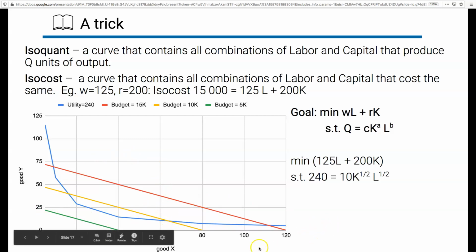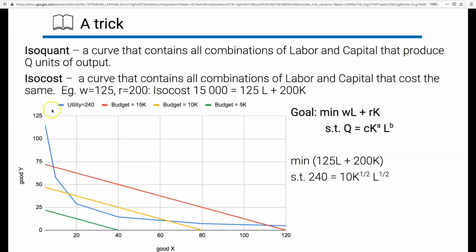And on that graph, the lines are the same, but now the bottom label is good X, the vertical axis is labeled good Y, and instead of an isoquant, I'm using a utility curve, and I'm labeling that utility 240. And instead of an isocost, the cost line, I'm using a budget line. And that picture should be familiar to you now, because here we're looking at an indifference curve and 3 budget lines. So we're looking at the world of utility maximization for a consumer.